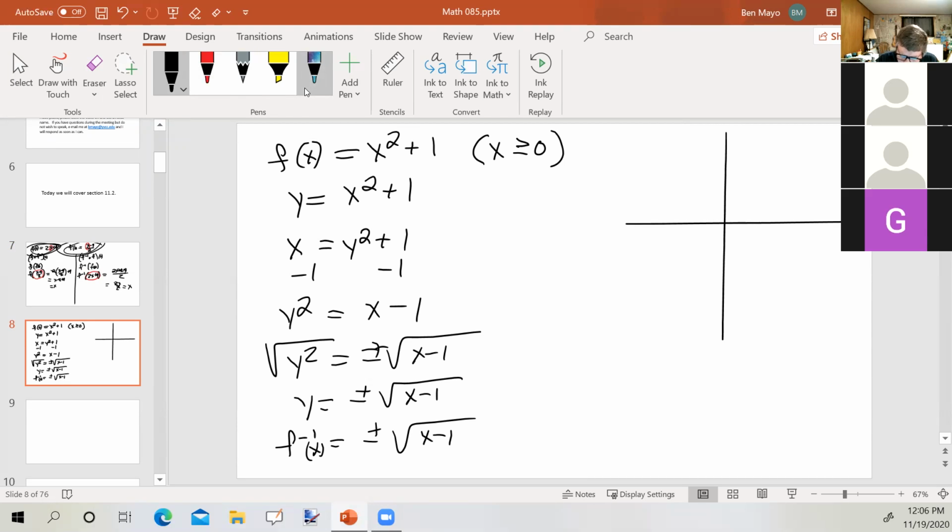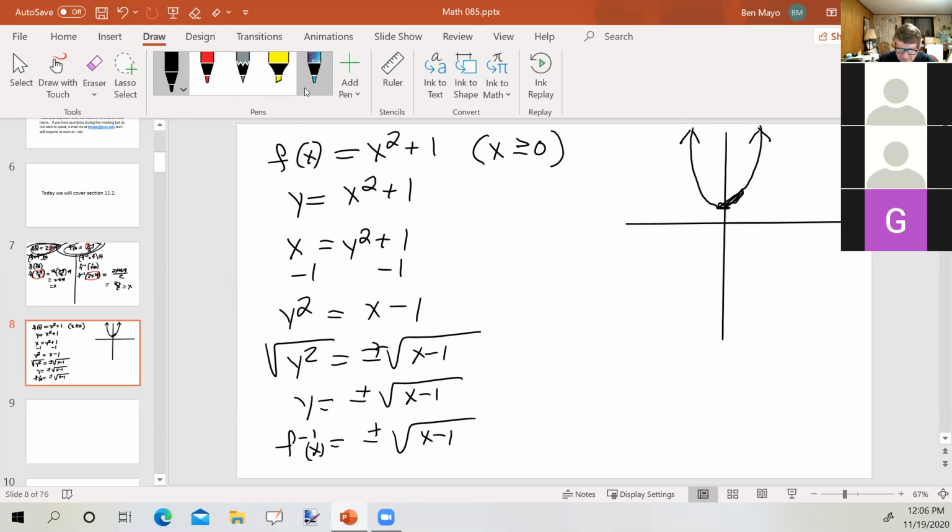The graph of f of x equals x squared plus 1. Wouldn't that be a parabola y equals x squared, but moved up 1 unit? So basically it would look like, oops, that. Okay, you all right with that?